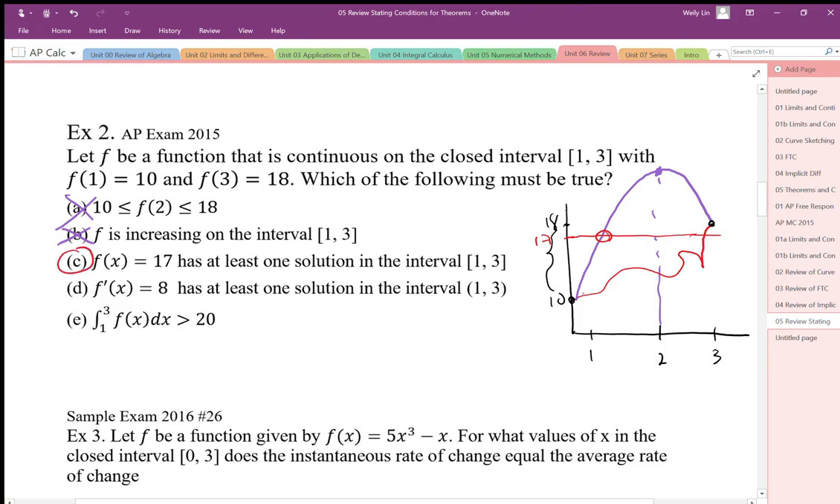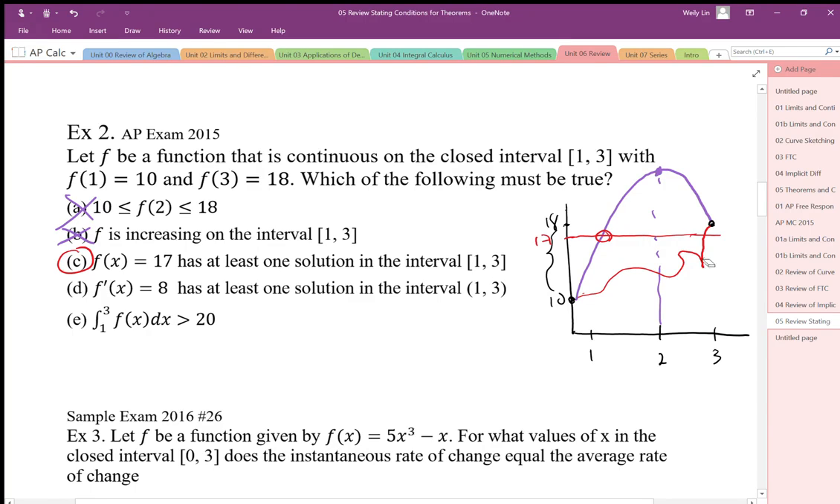F of x has at least one solution, and this is IVT. So we have the condition of continuity, and we can apply IVT to this problem. Again, we have to recognize that if we're going to make the statement of IVT, we need to state this condition of continuity.